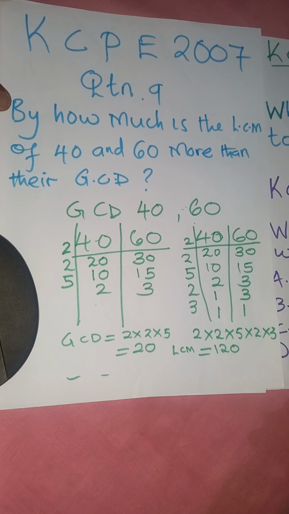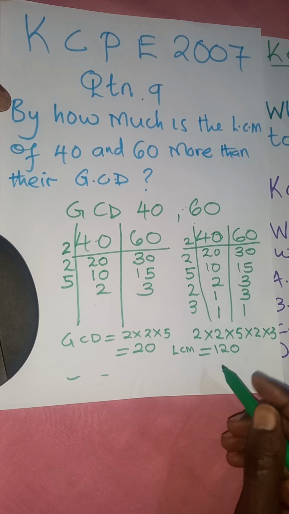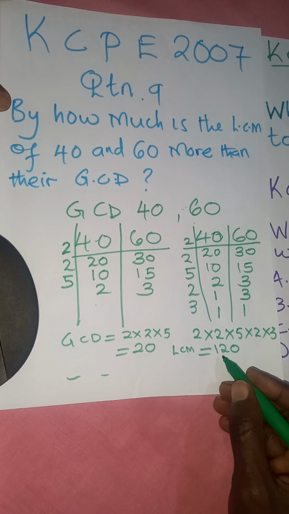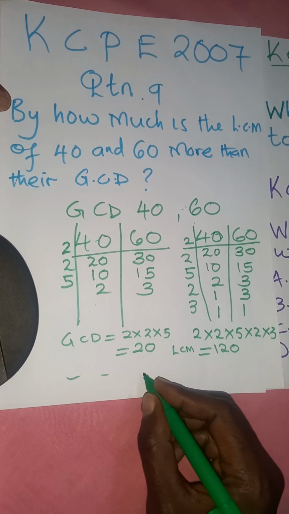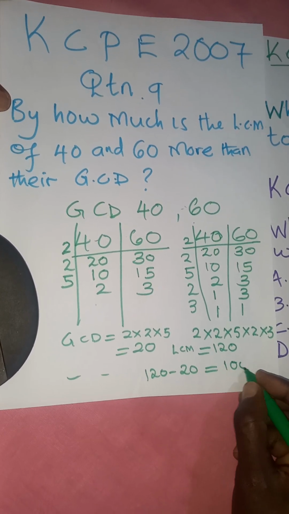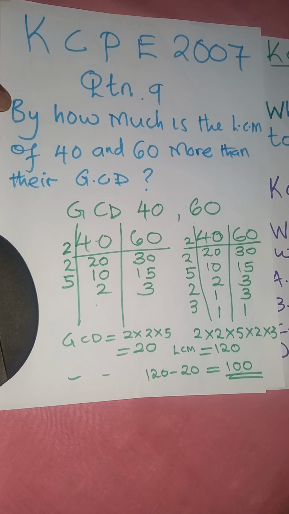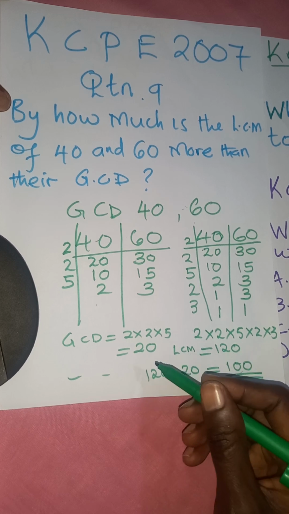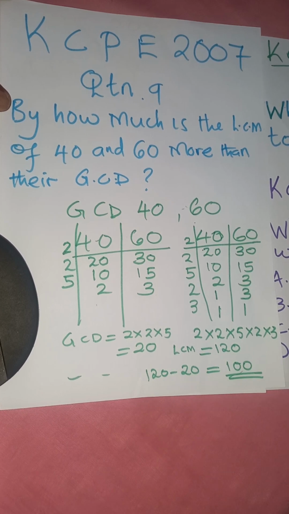And you can see the question is asking very clearly, by how much is LCM more than GCD? So when you ask by how much, you should find the difference. Check the largest number, subtract the smallest number. So this is going to be 120 minus 20. So the answer is supposed to be 100 because the question is asking by how much. In other words, if the LCM is bigger than the GCD, by how much? What is the difference between them? So the difference is 100. So the answer for that question was supposed to be 100.